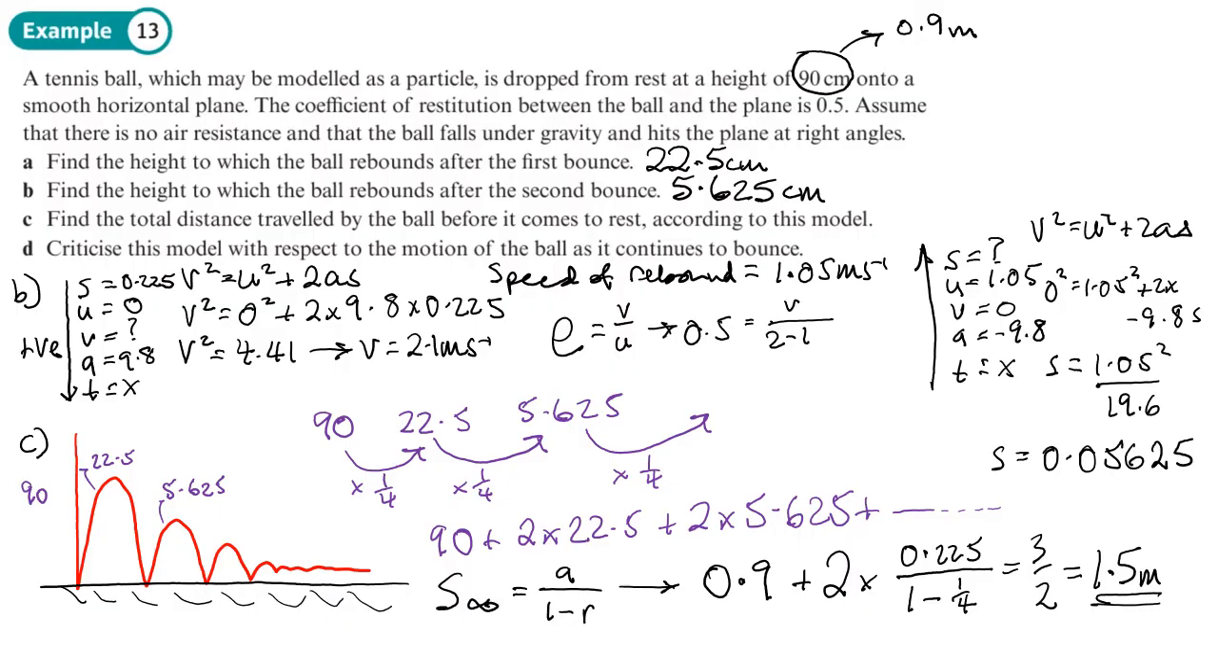So when we get to part D and we want to criticize the model, well, we talked about the fact we assume there is no air resistance, but yeah, we're assuming it bounces infinitely. So infinite bounces, is that really realistic? Yeah, so some sort of comment about that would be fine for D.